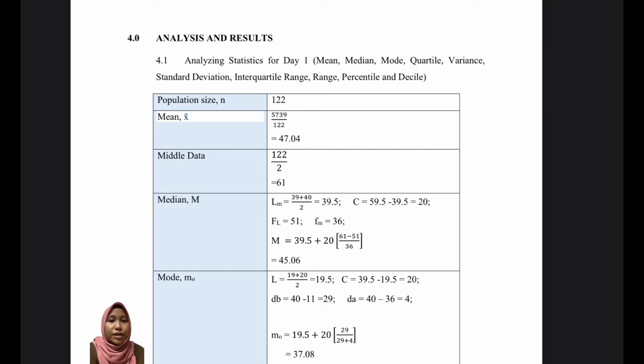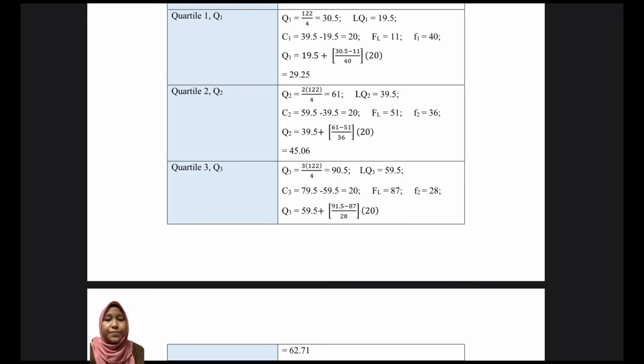So we go for day 1 first. We got the population size of 122. The mean is 47.04, the middle data is 61, the median is equal to 45.06, and the mode is equal to 37.08. We got quartile 1 equal to 29.25, quartile 2 equal to 45.06, and quartile 3 equal to 62.71.